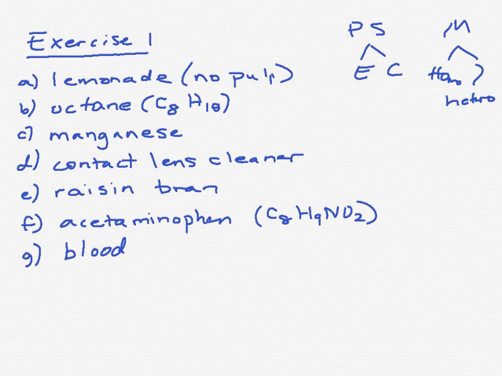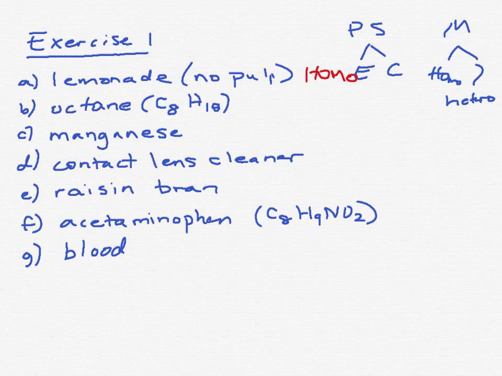A, lemonade. Now lemonade is either a pure substance or mixture. It's not a pure substance, it's a mixture. Now if it has no pulp, that would imply that it's the same throughout, and that would make it homogeneous. I'm not going to spell the whole word, just the prefix. Mixture, and it's homogeneous.